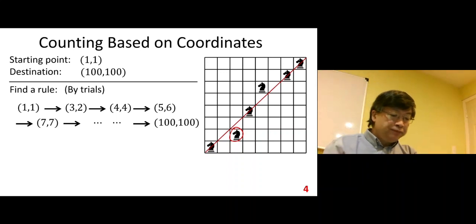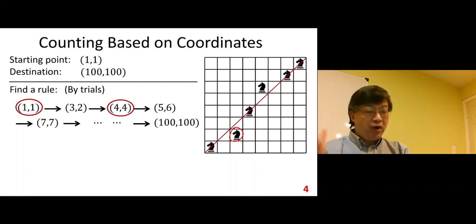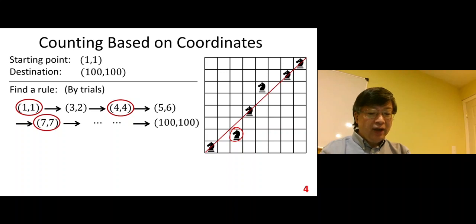All right. 1, 1. It is on the diagonal. All right. Let's look at the next point on the diagonal. 4, 4 on the diagonal. The next point, 7, 7 on the diagonal. All right. The last one, 100, 100, also on the diagonal.